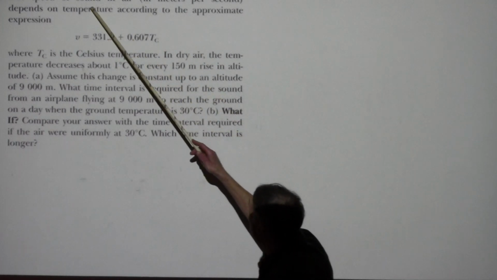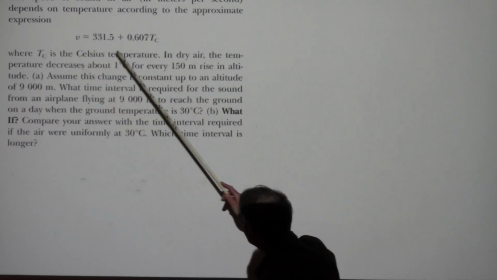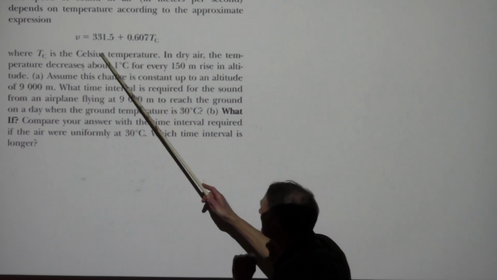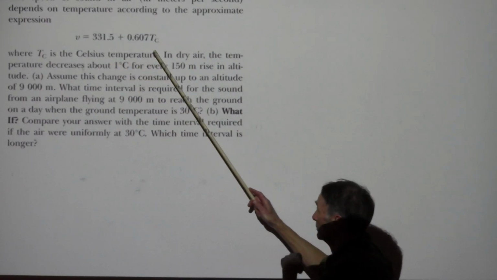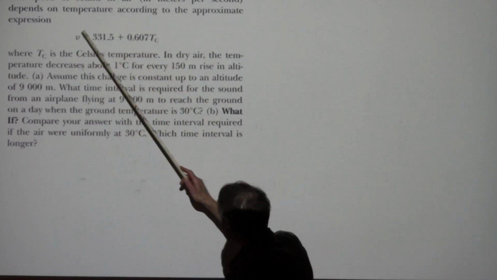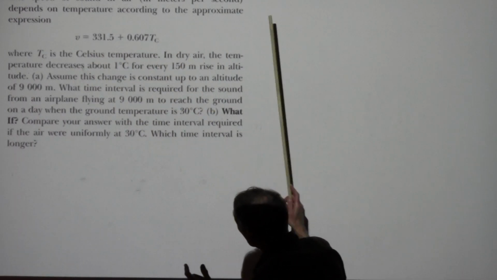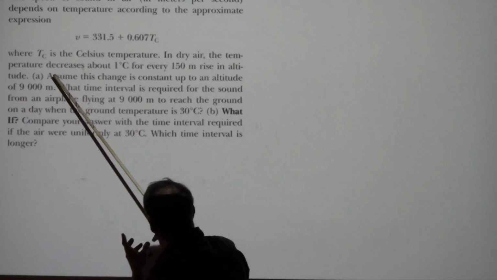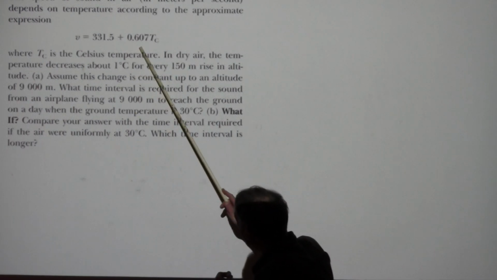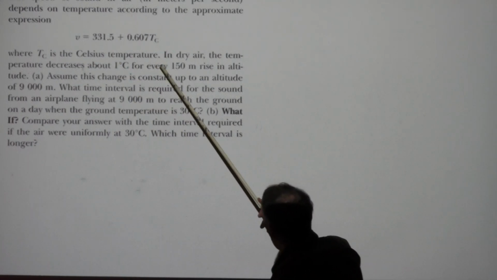Okay, he says, the speed of sound in air in meters per second depends on the temperature according to the approximate expression. We had a better one before. They're kind of simplifying this. This would be kind of a limiting expansion of that. Not to worry, this is just given as an equation. It's a linear one, which is better than the one with the square root. So at least that simplifies things a little bit, but still not enough to make it a number 4. This is given where T sub C is the Celsius temperature.